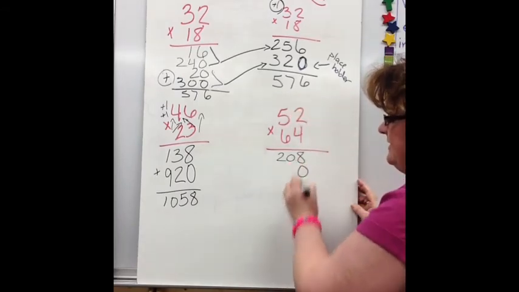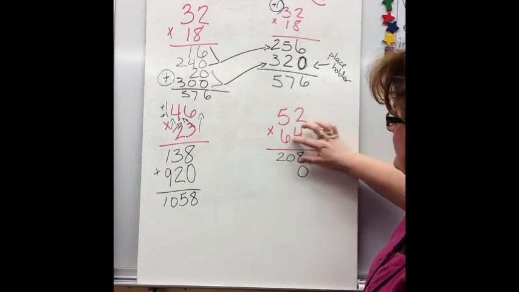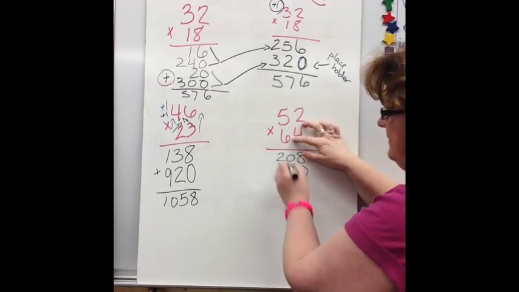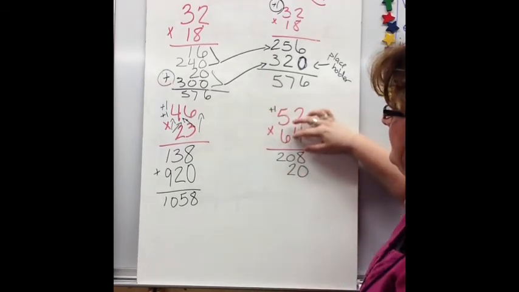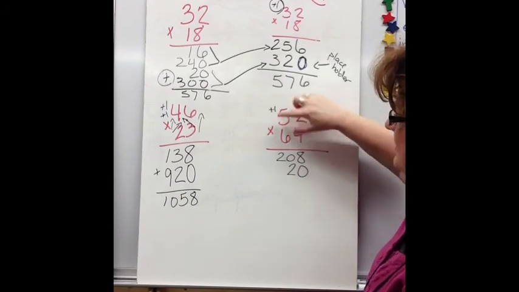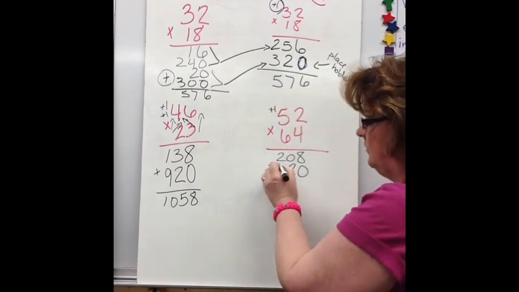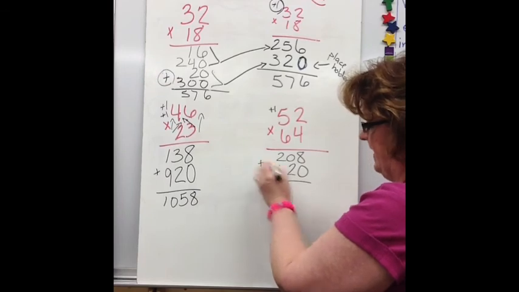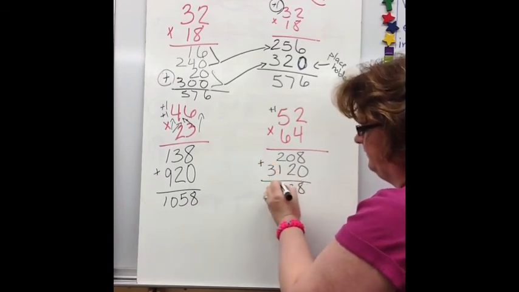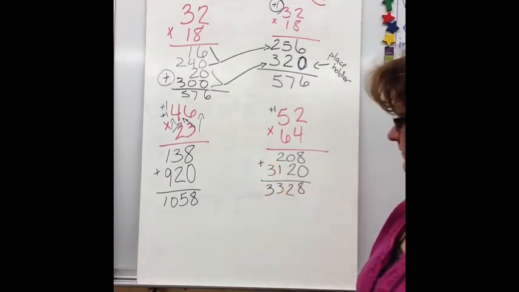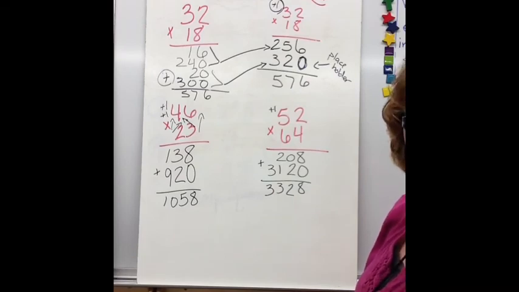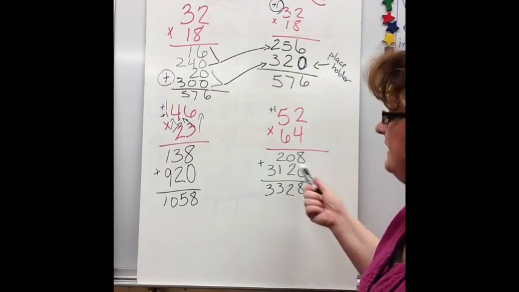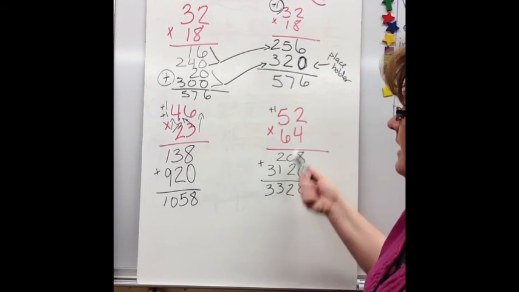Now I'm going to put my place value holder in. 6 times 2 is 12. Carry a 1. 5 times 6 is 30 plus 1. That's 31. Add those together. And there's your answer.